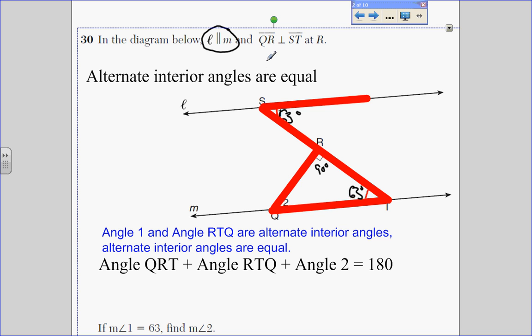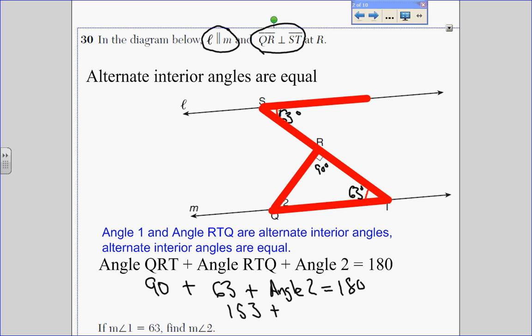They didn't have to do that because they told us here that QR is perpendicular to ST, and we should know that perpendicular lines form 90-degree angles, and therefore that was 90 degrees. But they labeled it for us, and that was very generous of them. So angle QRT is 90, angle RTQ is 63, and angle 2 is what we're looking for. So we'll just leave that unknown. 90 plus 63, that's 153.